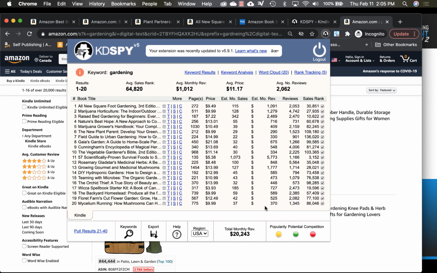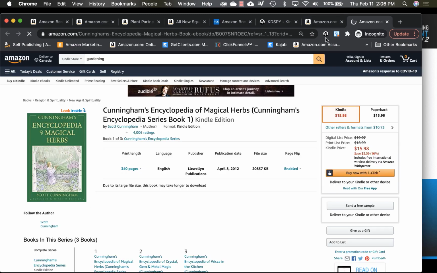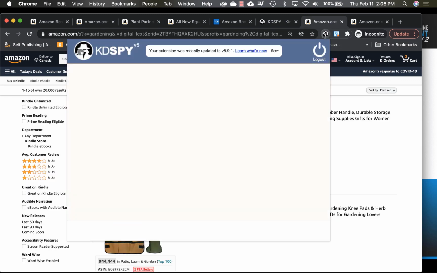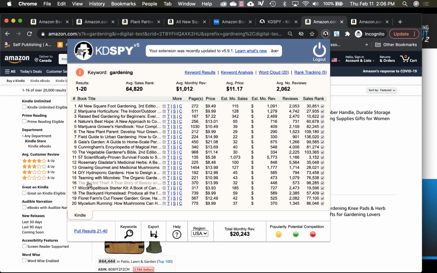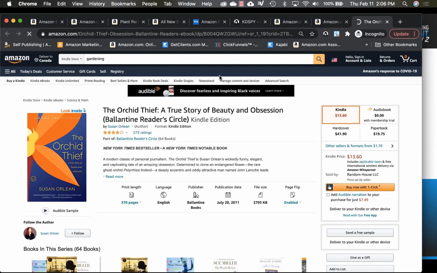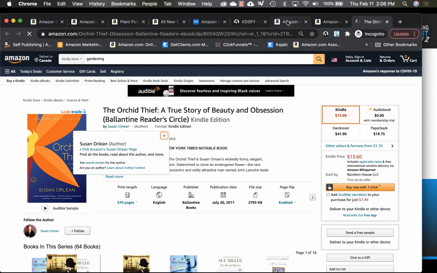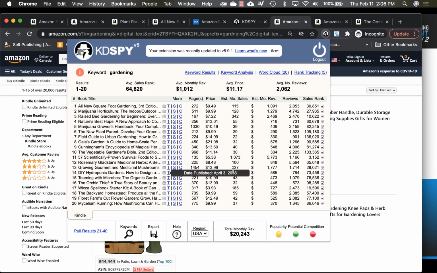So the second thing we're going to look at is we want to remove any books that are not related to gardening in this case. So we'll go through them all. Wikipedia of magical. What is that? Magical herbs, I'm guessing. Yep. So that's still gardening related. Okay, this one sounds like it could be. So this is a fiction book. So we can ignore that. So I'm just going to put an X here to remove that from our tally. Wicca is not related, so we're going to put an X there. And you see it adjusts the sales rank, not by a ton because this is a really profitable one.